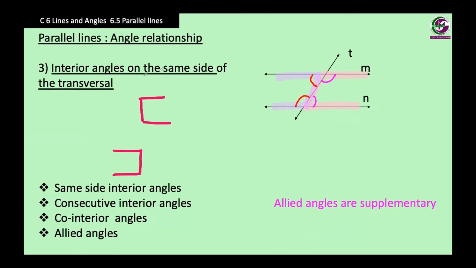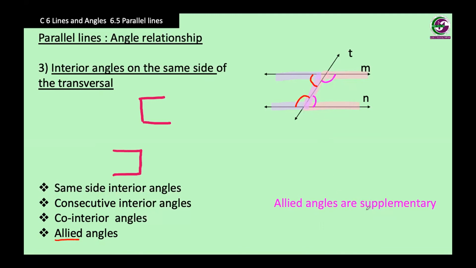Interior angles on the same side of the transversal are called by different names. This is also called as same side interior angles, or another name is consecutive interior angles, or co-interior angles, and allied angles. Allied angle is another common name called for this property. But here, apart from the first property and second property, these two angles are not equal. You can see it from here. The first one is an obtuse angle and the second one is an acute angle. So they are never equal.